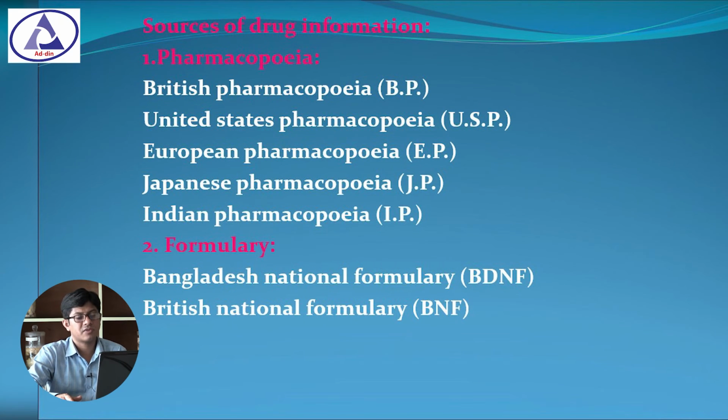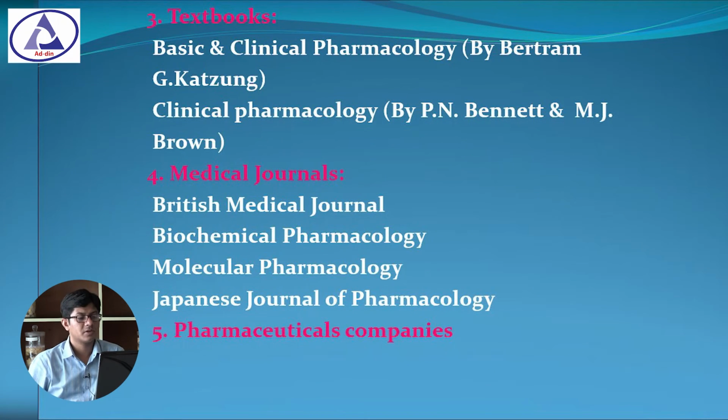Now come to the sources of drug information. Number one, pharmacopoeia. There are several pharmacopoeias like British Pharmacopoeia, United States Pharmacopoeia, European Pharmacopoeia, Japanese Pharmacopoeia, and Indian Pharmacopoeia. Number two, formulary, Bangladesh National Formulary and British National Formulary. Number three, textbook, Basic and Clinical Pharmacology by Bertram G. Katzung and Clinical Pharmacology by Bennett and Brown.